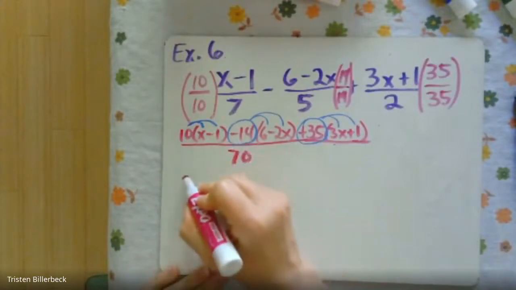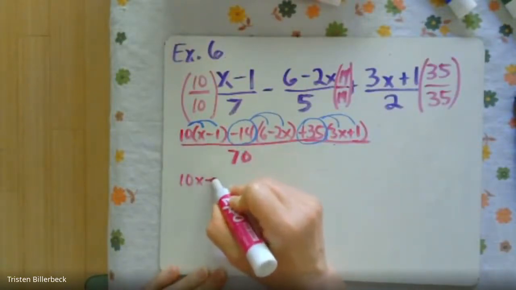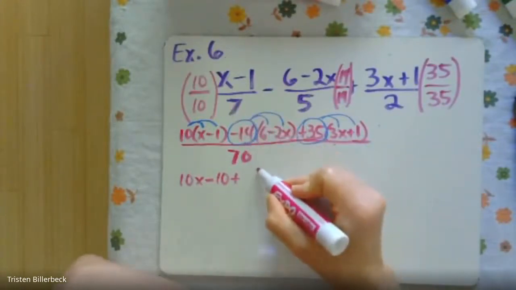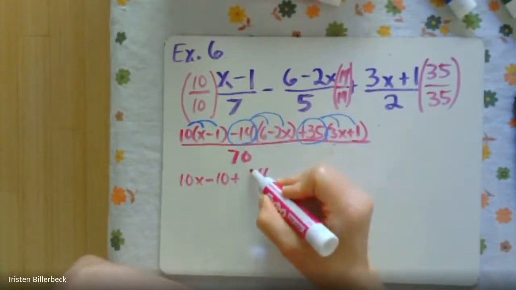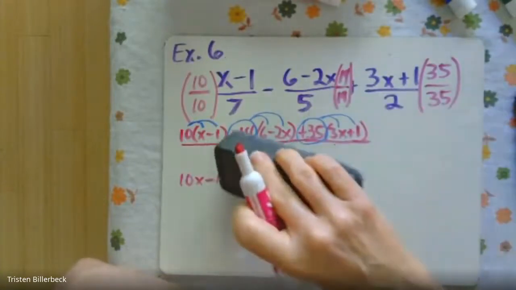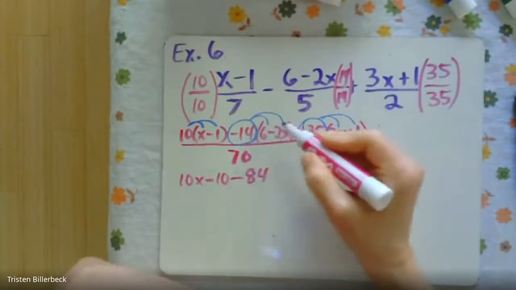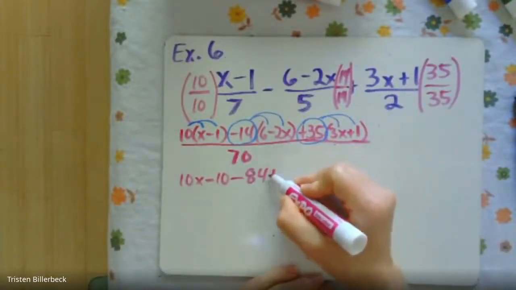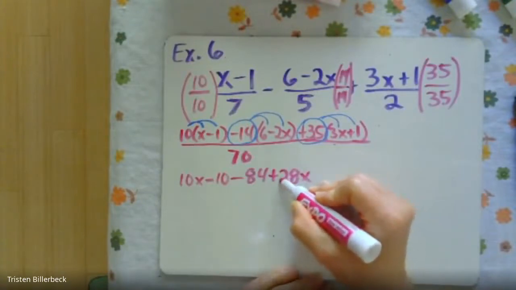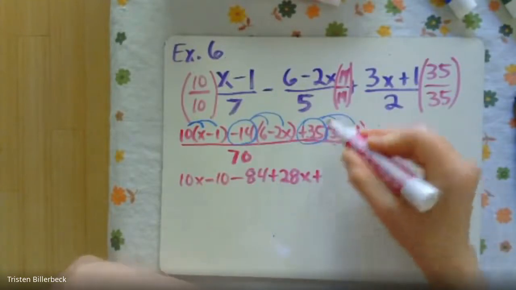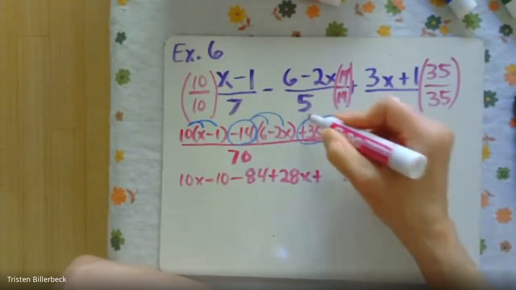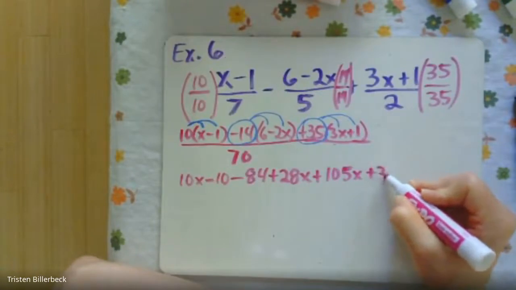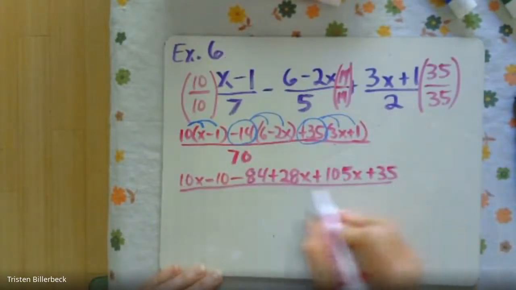All right, so 10 times x is 10x. 10 times negative 1 is negative 10. Okay, then we have 14 times 6. So 6 times 4 is 24, and then 6 times 1 is 6, plus 2 is 8. And that's going to be a negative, so let's make that a minus 84. And then negative 14 times negative 2, two negatives make a positive, so that's a plus 28x. And then 35 times 3, positive 35 times 3. So 3 times 5 is 15, carry 1. 3 times 3 is 9, plus 1 is 10, so 105x. And then 35 times 1 is 35, and that's over 70.